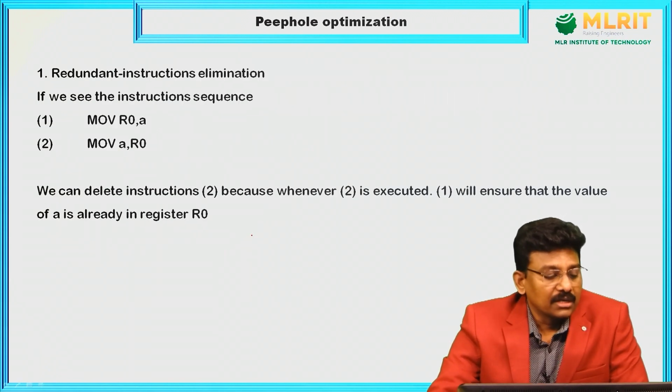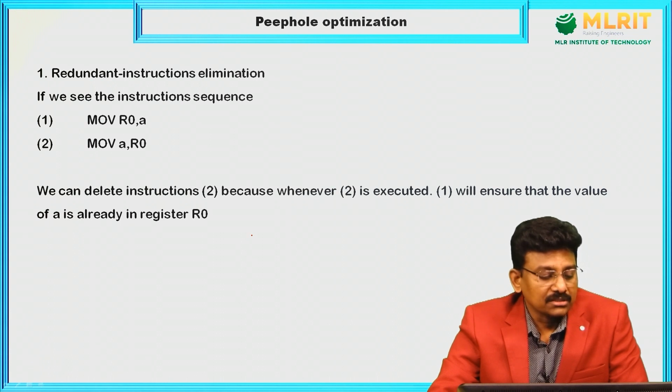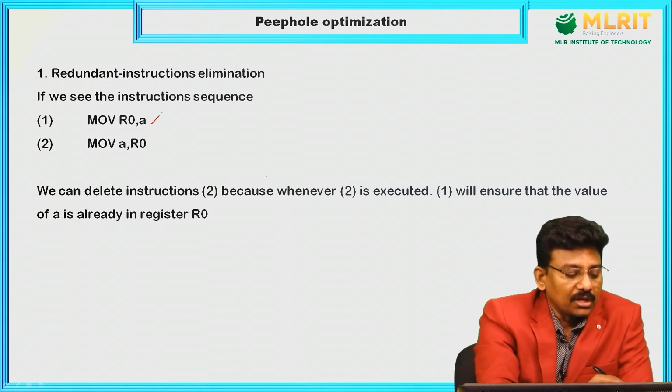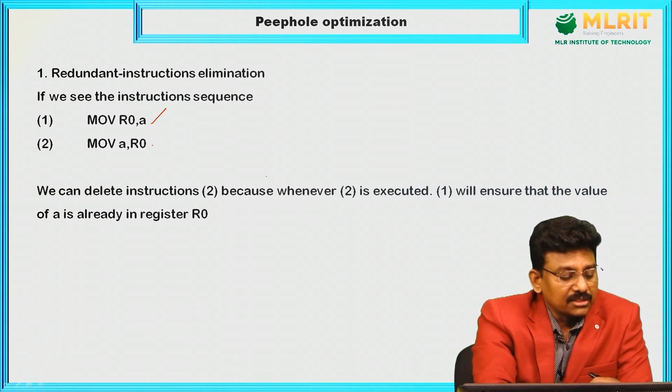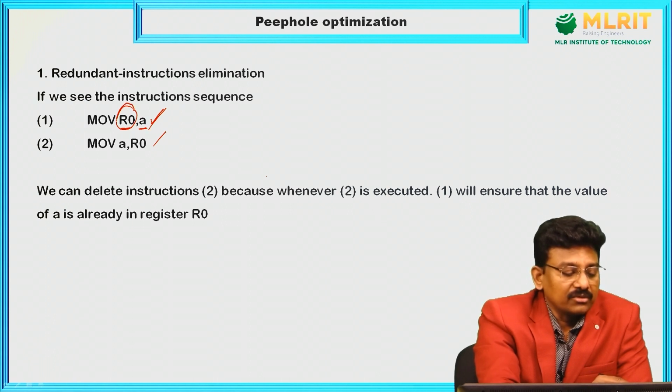First one, redundant instruction elimination. If we see an instruction sequence like move R0 comma A, and the second instruction move A comma R0. A is a variable, R0 is a register. So, the first instruction tells about moving the value of R0 to a variable A. R0 is a register containing a value, and that value is moving to a variable A. In the second instruction, once again the value of A is moving to register R0.